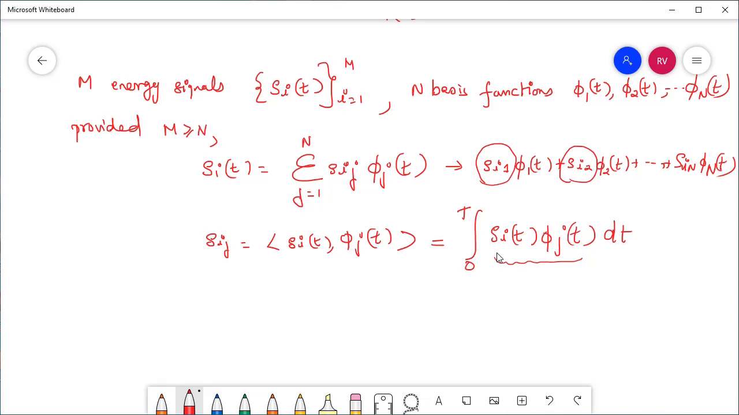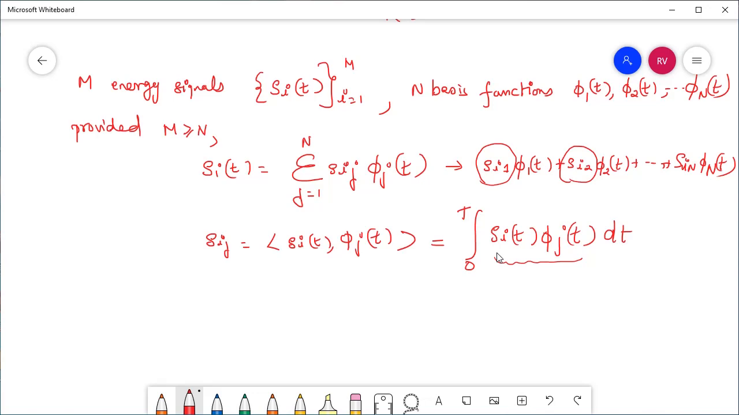So this is the basic idea of signal space representation, where you have n basis functions and m signals, where m is greater than or equal to n, and you represent each of the signals in terms of the bases by this equation. To find the component of your particular signal in each of the bases, you just need to find the inner product between your signal and the basis.